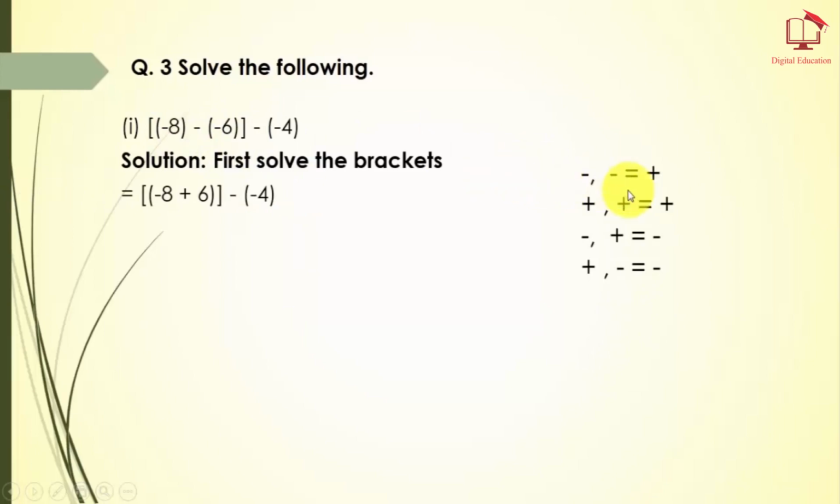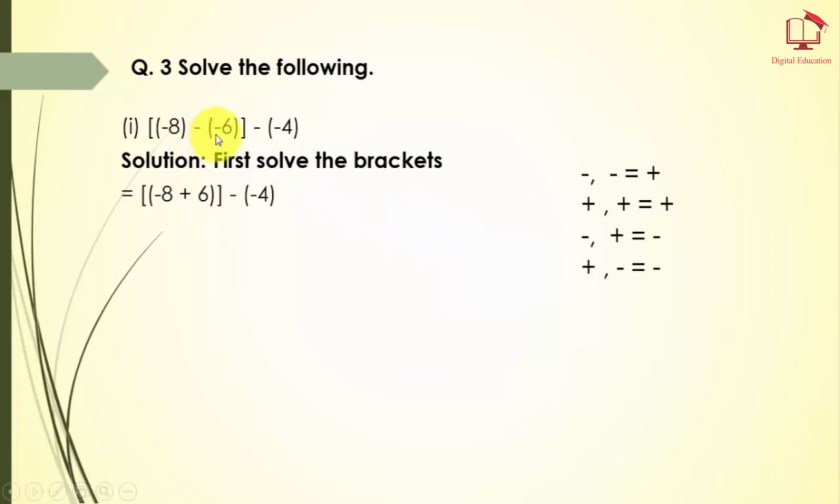Before solving this, here we have a table, let's discuss it. Here we have two minus signs and we multiply these two minus signs, the answer is positive. And if we have two positive signs and we multiply these two positive signs, the answer is positive. And the first one is negative and the second one is positive, and if we multiply these, the answer is negative. First one is positive and second one is negative. If we multiply these two signs, the answer is negative.